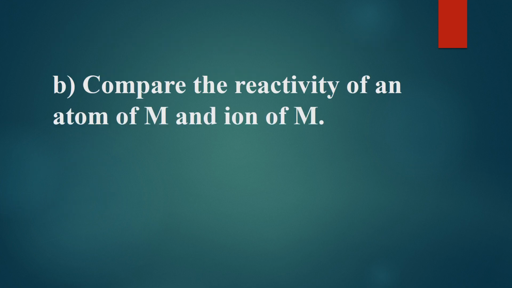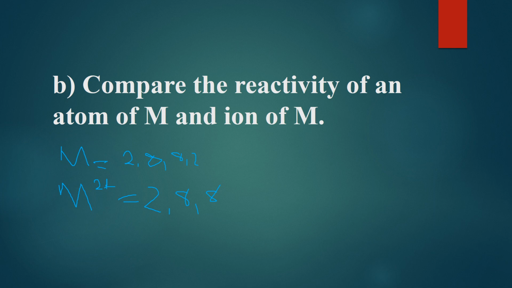Compare the reactivity of an atom of M and an ion. We have M, which is neutral, and we have this other M, which is an ion. We are comparing the reactivity of these. The neutral one has the configuration 2, 8, 8, 2, and the ion has 2, 8, 8.